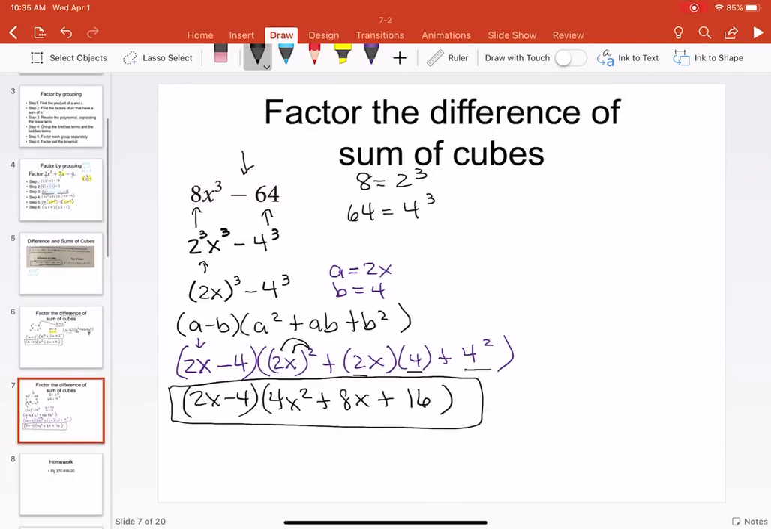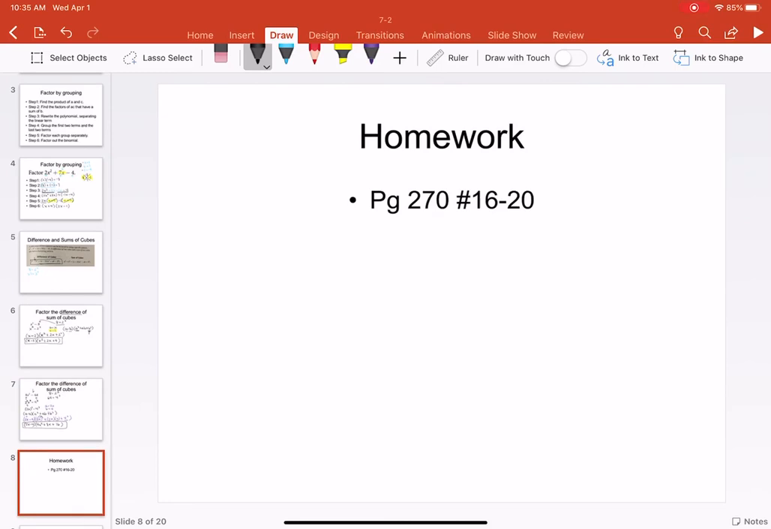Go ahead and try some of these problems out. Remember, you should have taken your notes. You're going to upload your notes, and then your homework is page 270, 16 through 20, and that will also be uploaded for you.